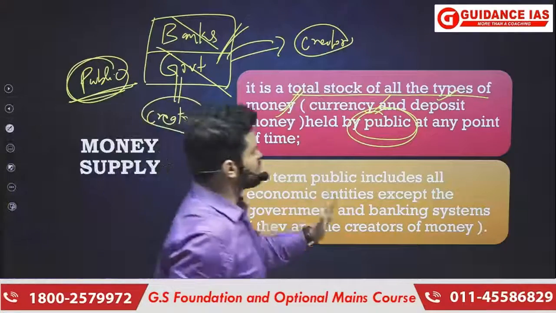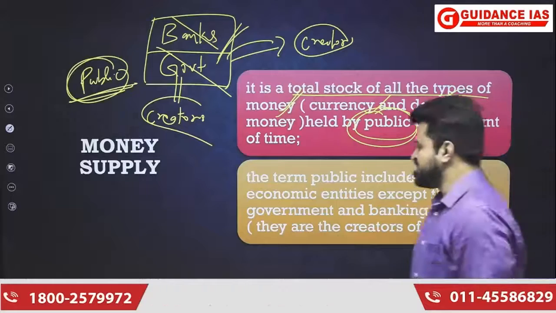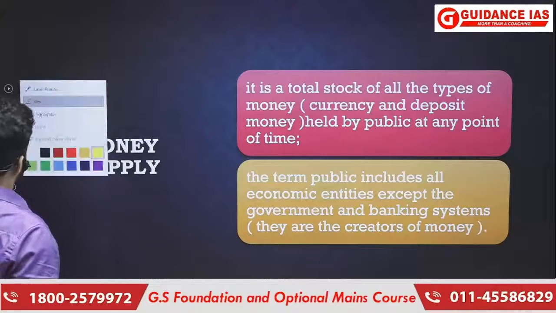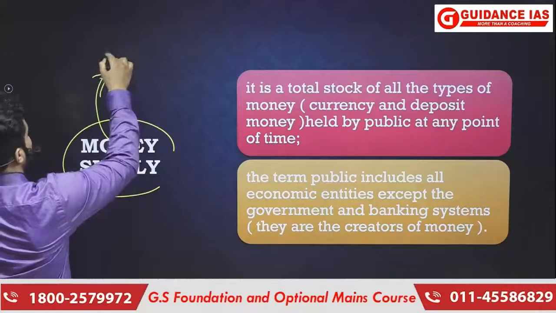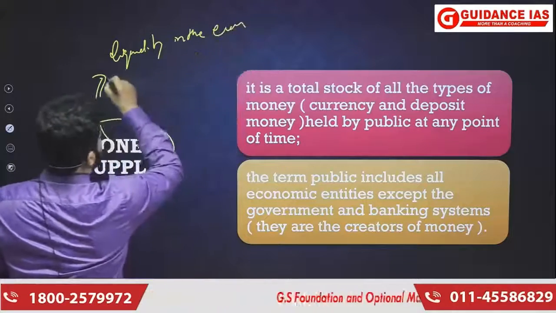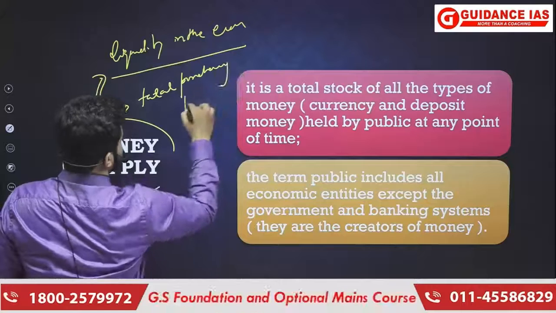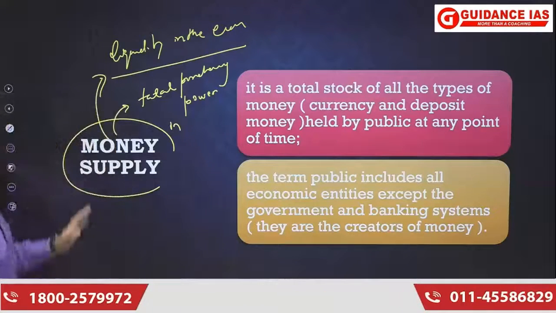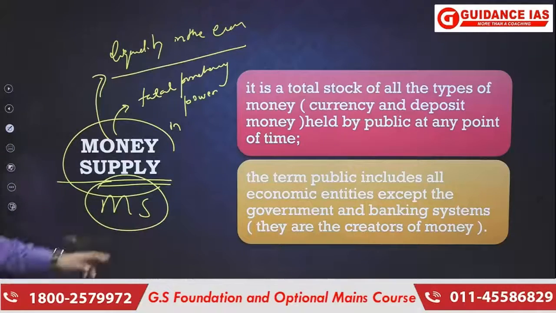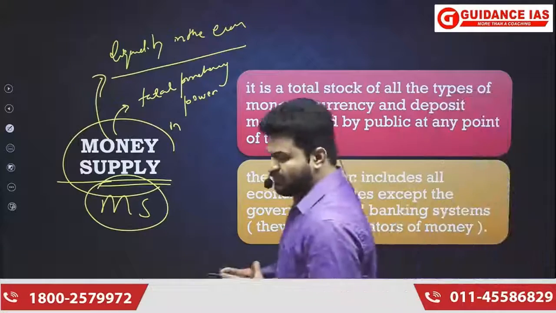So it is the total stock of all the types of money, that is currency and deposit money, held by the public at any point of time. And the term public includes all economic entities except the government and the banks. So what does this money supply actually signify? This money supply tells about the total liquidity in the economy. Total money in the economy can also be called total purchasing power in the economy. Total purchasing power in the economy is signified by money supply, or MS. We are going to use this short form, MS, money supply.